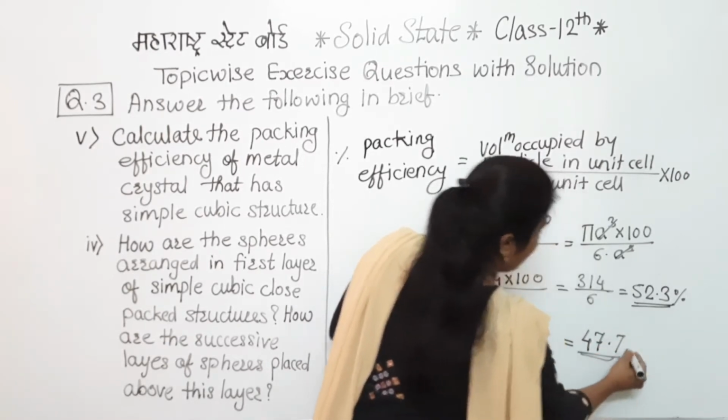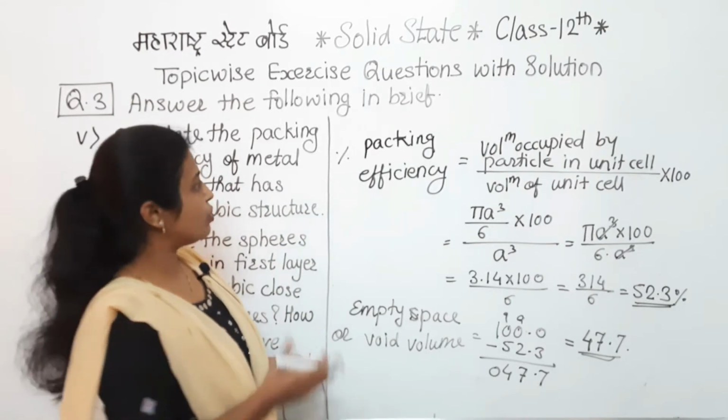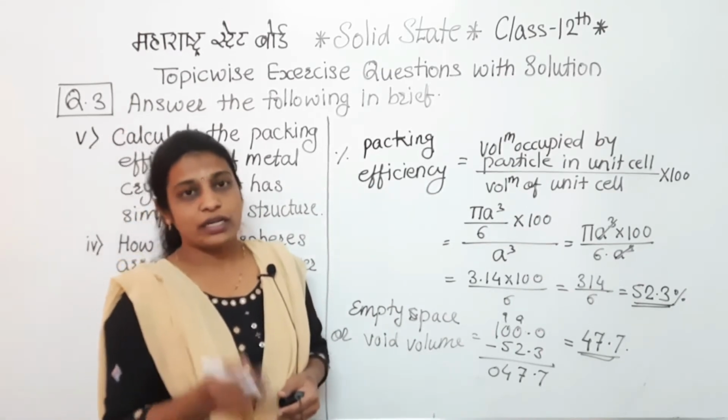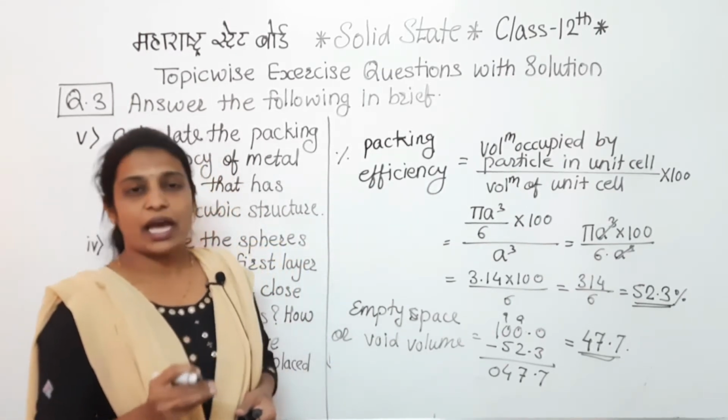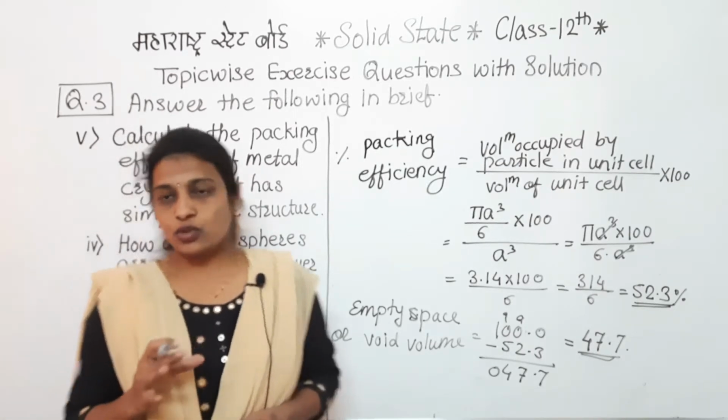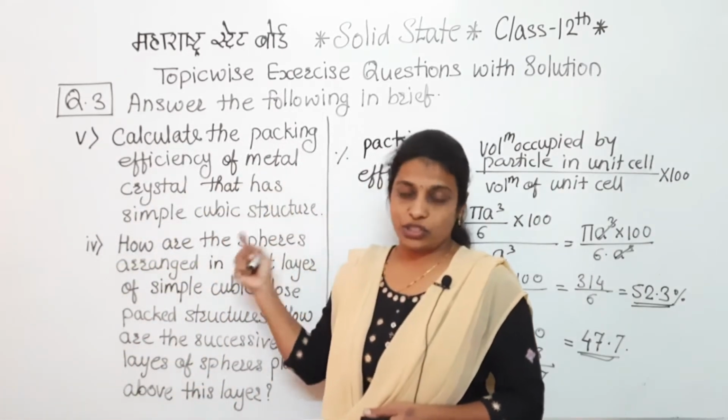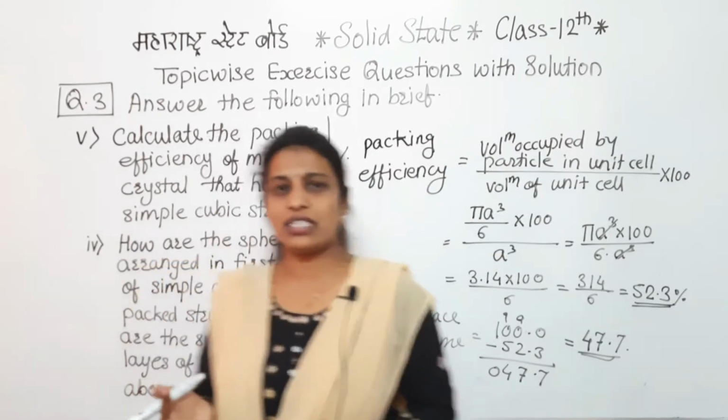47.7. Clear to everyone? So simply in this way we have completed how to calculate the percentage packing efficiency and the volume void. So firstly we have completed that question. Now we'll discuss the second question. What is that second question?